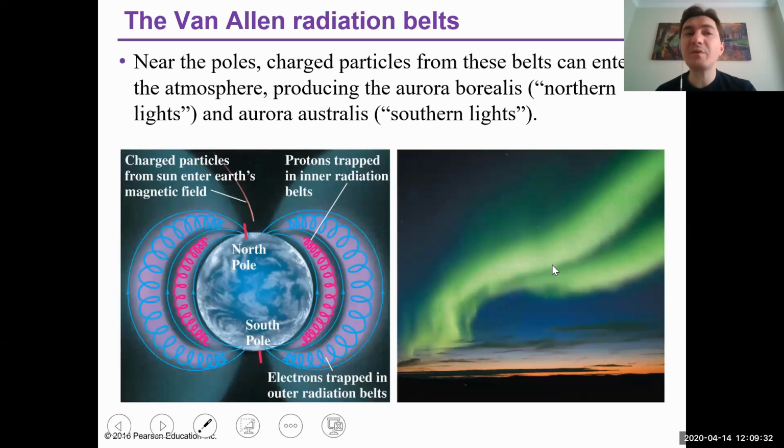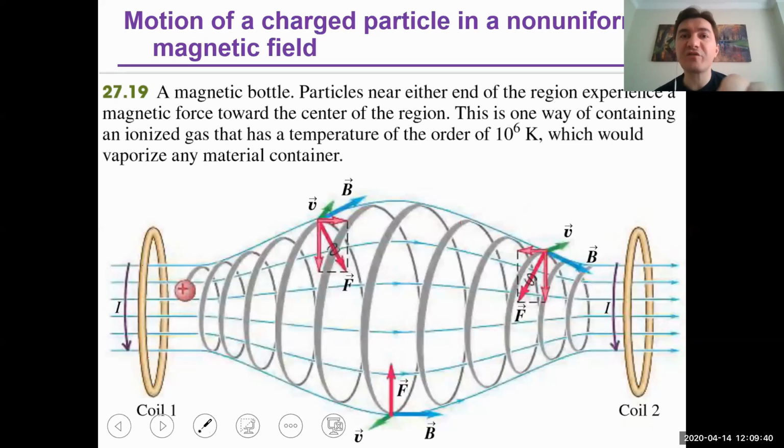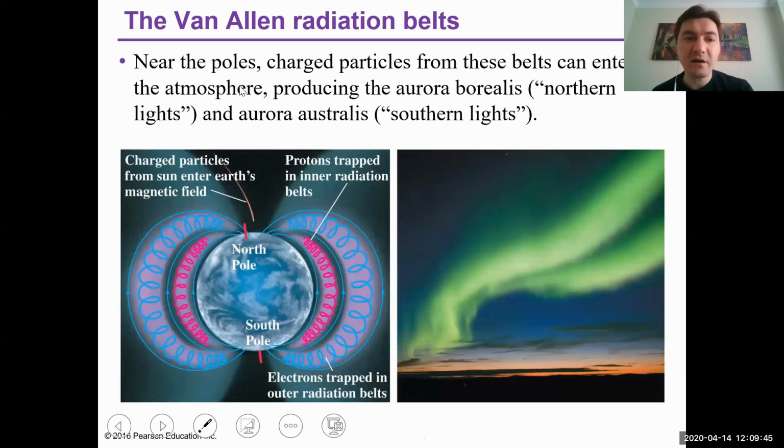And another example is the Van Allen radiation belts. It is also related to the motion of charged particles in a non-uniform magnetic field. So what we have here, this is the Earth, this is North Pole, this is South Pole. Near the poles, charged particles from these belts can enter the atmosphere. They are coming from the sun. And they produce northern lights and southern lights, also called aurora borealis and aurora australis.